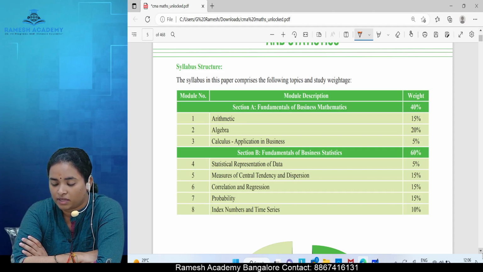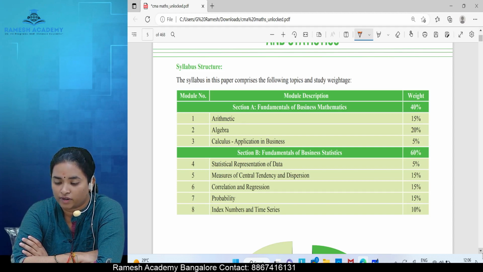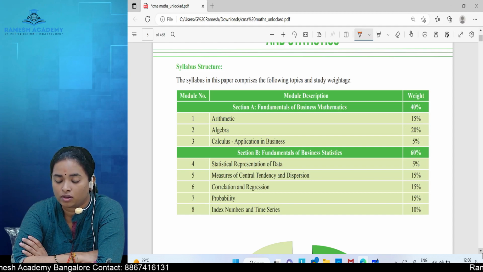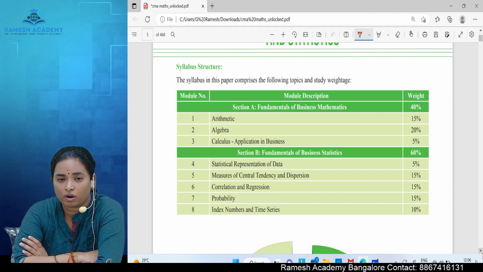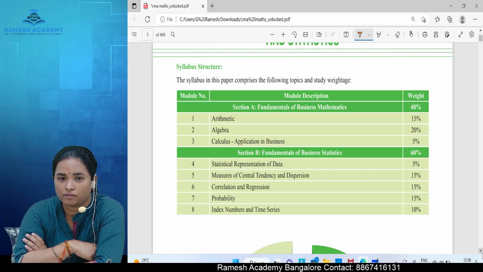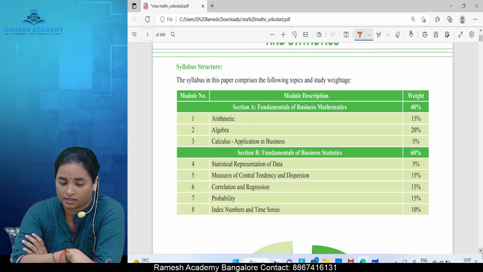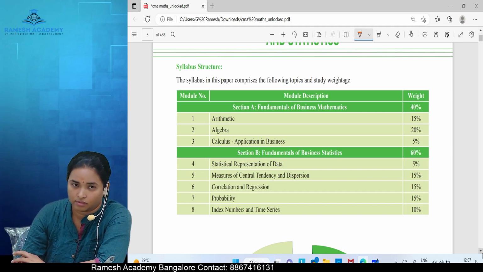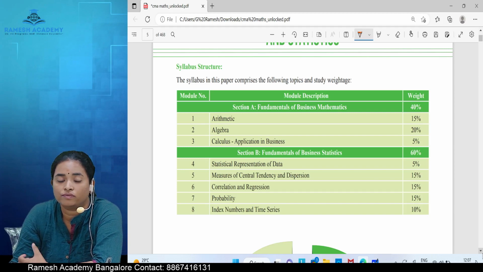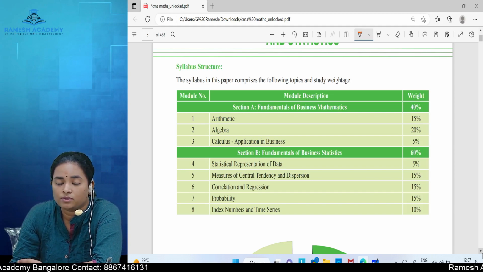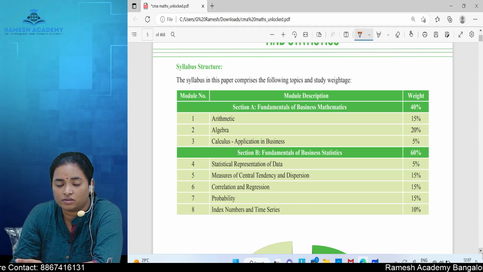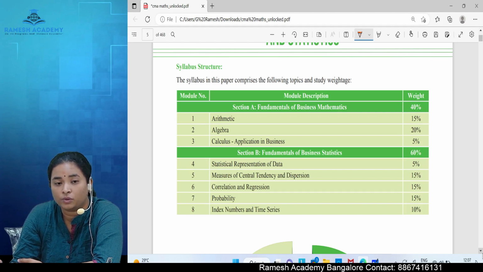Next in section B, we have statistical representation of data. We need to know how to represent the data statistically, visually, and so on. Your exams will be in MCQ pattern, so we need not go into much detail like how to prove it. We will have four options and a question will be given. You should find the shortest way to find that answer. Basically you need to know the concept and what shortcuts we have to find a solution. Sometimes you need not go through longer steps. Just from the options you can find the correct answer by relating it to the question.